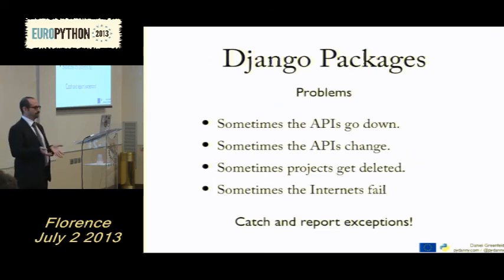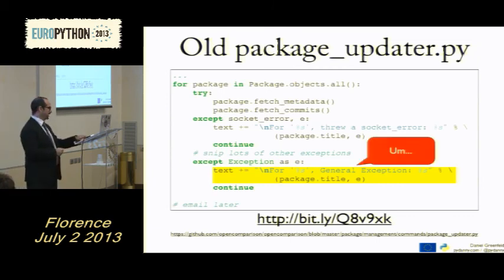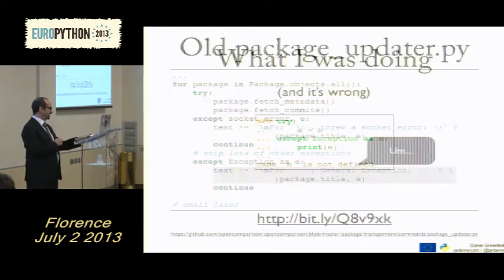And sometimes things go wrong. You can see the list. APIs go down, they change. The internet sometimes flakes out, or sometimes people move a repo, or they delete a repo, or things get taken off the Python Package Index. So sometimes things break and fail, so we have to analyze it. And this is what I used to do. This is what was there for a while. And you can probably see what's wrong.